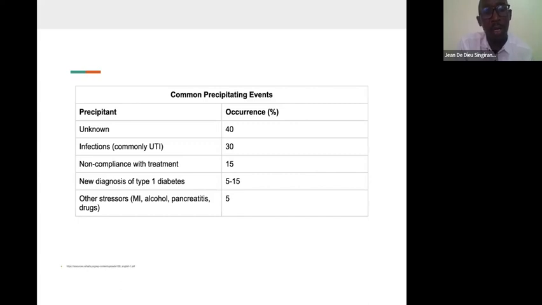Undiagnosed DKA is also common, especially in developing countries, where people decide to consult the hospital only when they are ill or not feeling well. Also, for other stressors, there are things like MI, acute alcohol consumption, pancreatitis, some drugs, and even pregnancy, which may induce DKA. So the precipitating factors are many. Thank you.